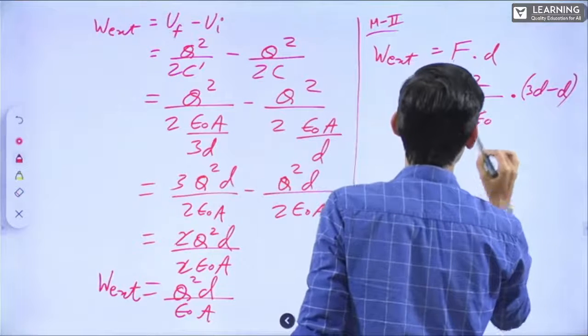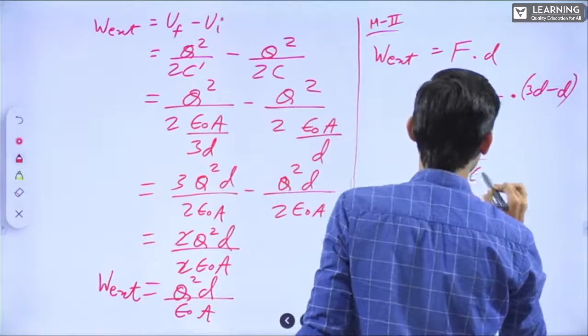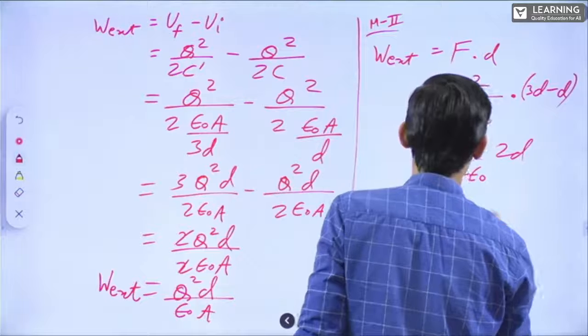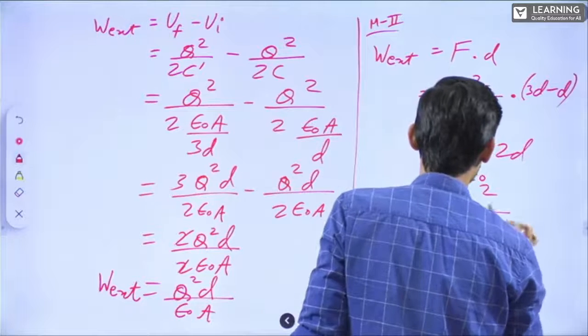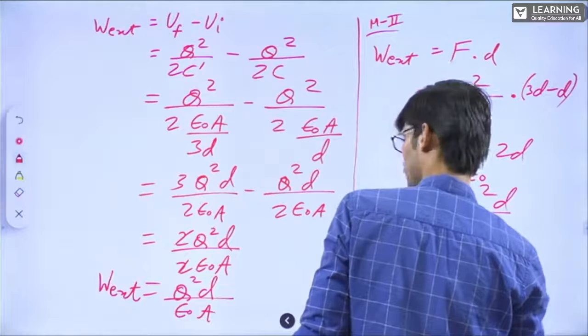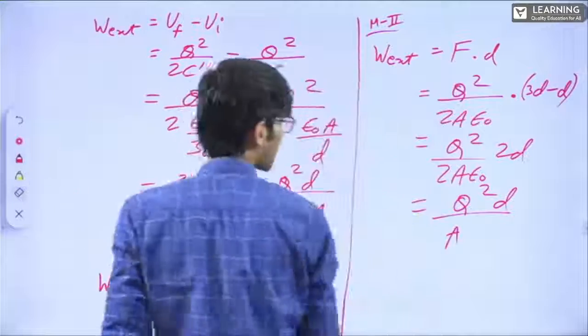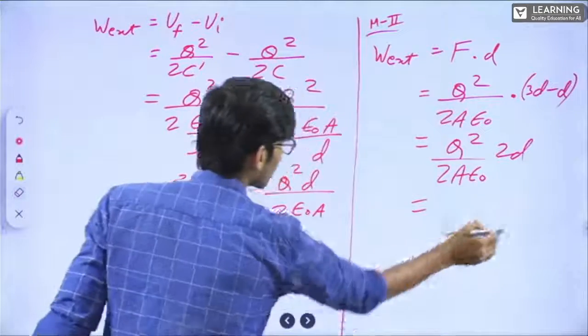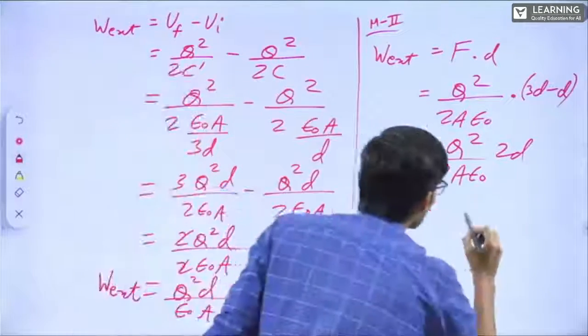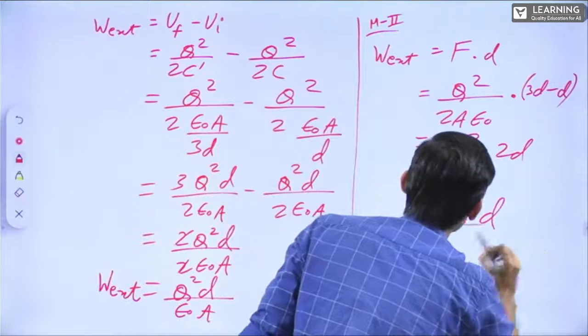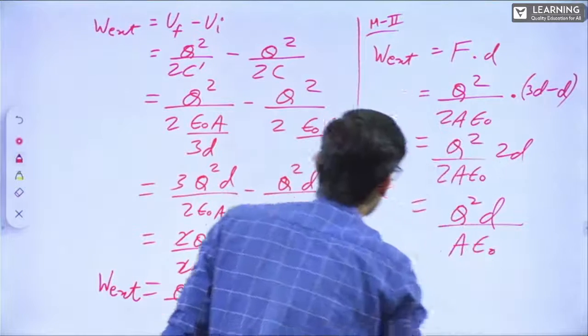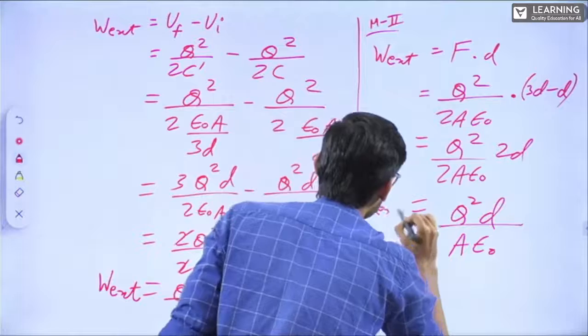That is Q square by 2A epsilon naught into 2D, that is equal to Q square by, properly I'll write, epsilon naught A. Q square D by A epsilon naught. This is work done by external agent.